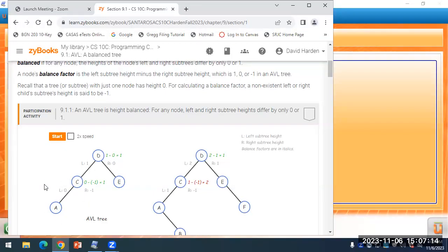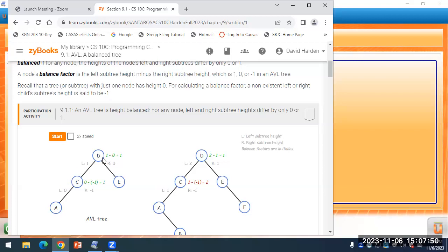So remember, if there's one node, the height of the tree is 0. This is a tree that has 2 nodes, so the height is 1. So the height of D's left subtree is 1. Think of it as we're not counting the nodes, we're counting the branches. Like the index. Yeah, okay, I can see the similarity there.